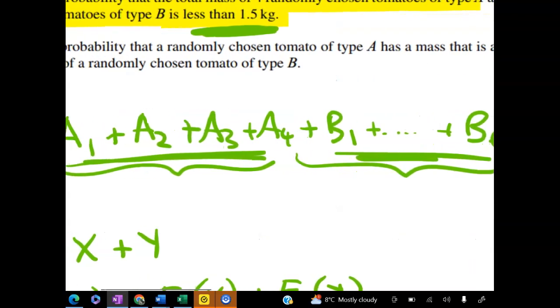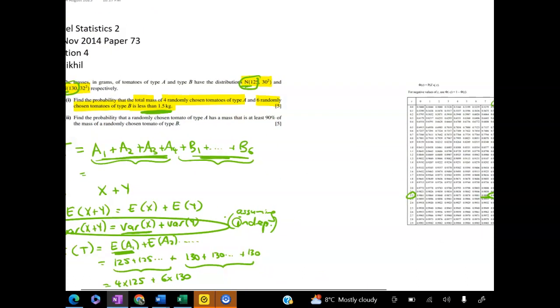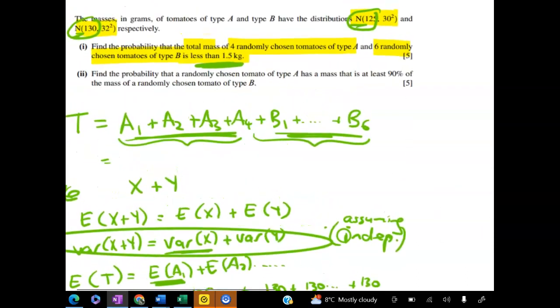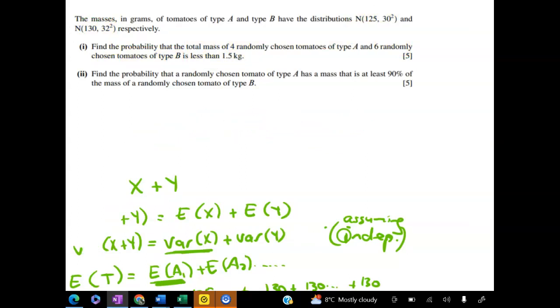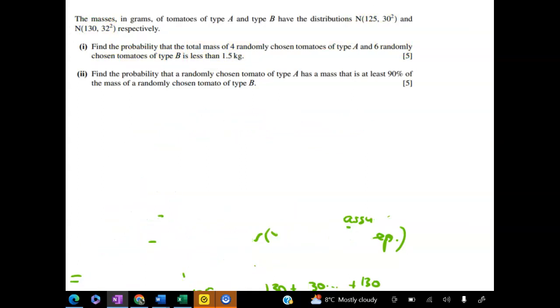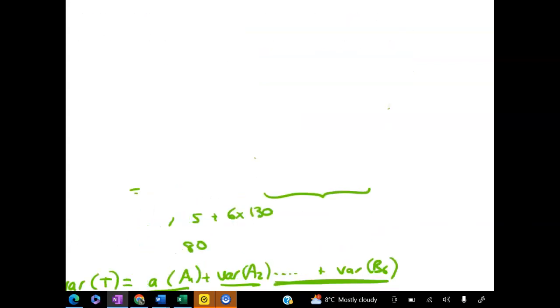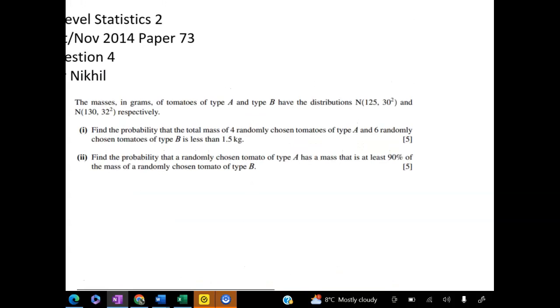Okay, so that actually wasn't the part of the question that Nikhil wanted done, but I've done the whole lot. The second part is one where we're going to have to set up a new random variable. Now the second part looks really full on, but it's all right. Find the probability that a randomly chosen tomato of type A has got a mass that is at least 90% of the mass of a randomly chosen tomato of type B, right? You can do this on your next trip to Pack and Save if you can afford to buy tomatoes.